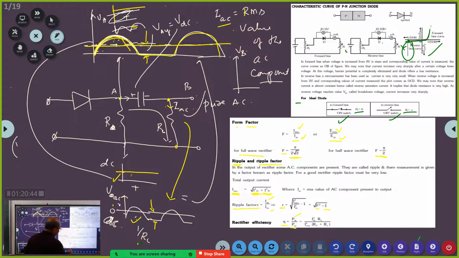So here, what is PDC? IDC square into RL. What is P input RMS value? I input RMS value is the same as I output RMS value, into RF plus RL. That is the rectifier efficiency.